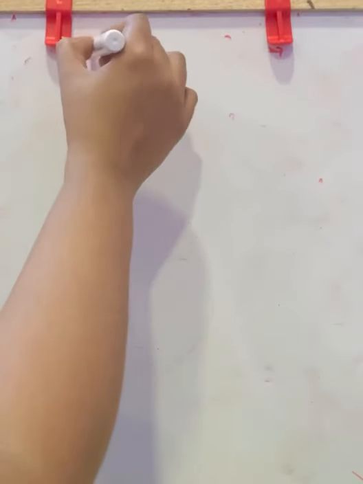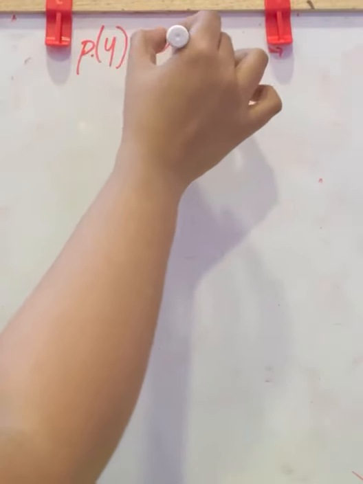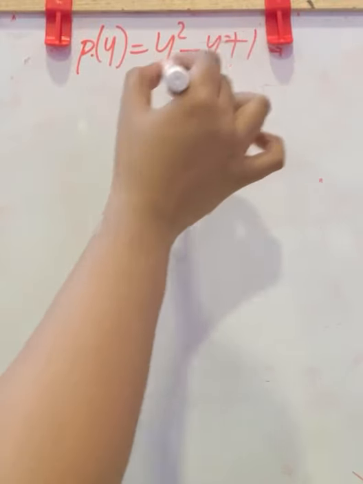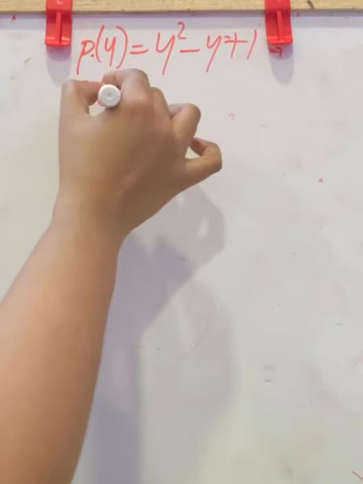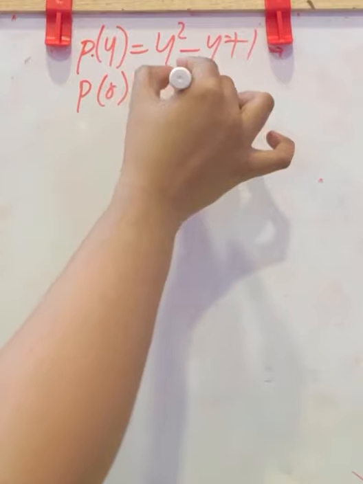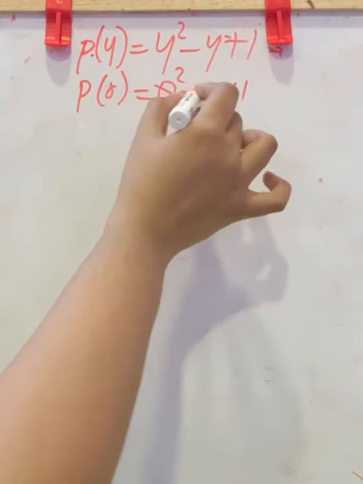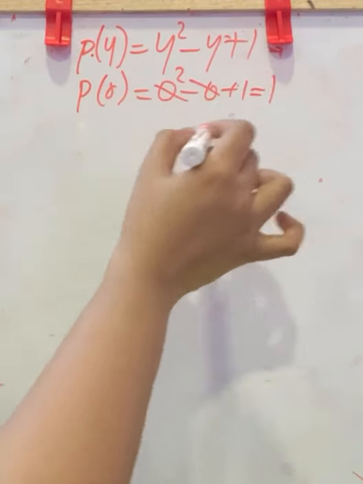Next, find p of 0, p of 1 and p of 2 for each of the following polynomials. P of y is given y square minus y plus 1. I want to find p of 0 first. It becomes 0 square minus 0 plus 1. Here both terms are 0. The result will be positive 1.